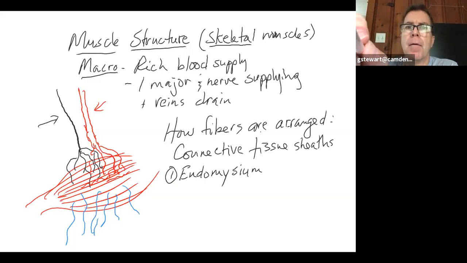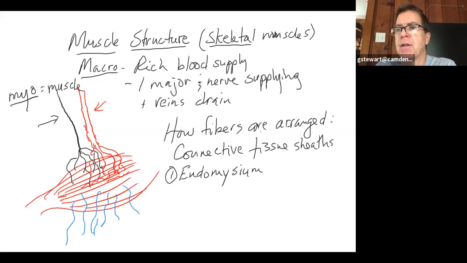By the way, myo means muscle. So any word that has myo in it, and this one has a derivation of myo in it, that just means muscle. So technically this means within muscle. This is a connective tissue sheath, endomysium. It's thin and delicate, and it wraps or surrounds each individual fiber.